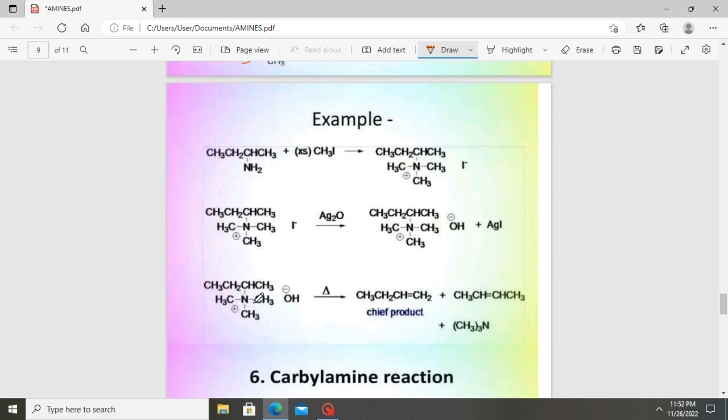In cases whereby the quaternary ammonium or the quaternary hydroxide is on a secondary carbon, as seen here, there can be possible formation of different alkenes. You can form the alkene here, double bond here, or here. So in these cases, we are going to produce multiple products. So the chief product is the one that is more stable.